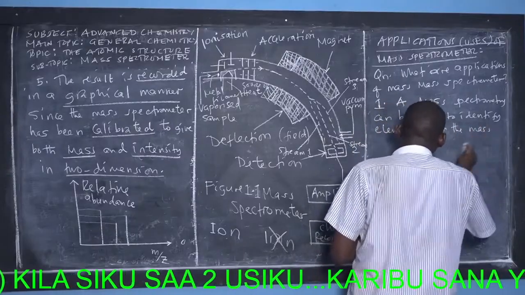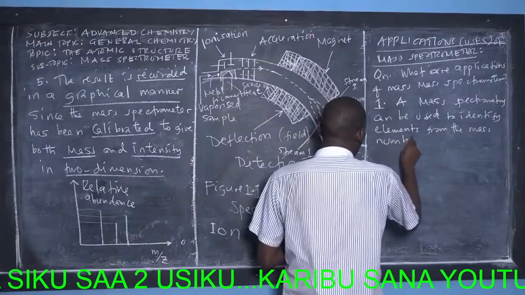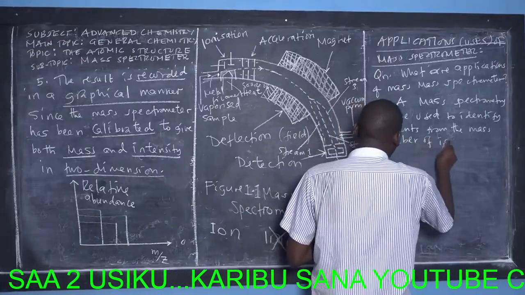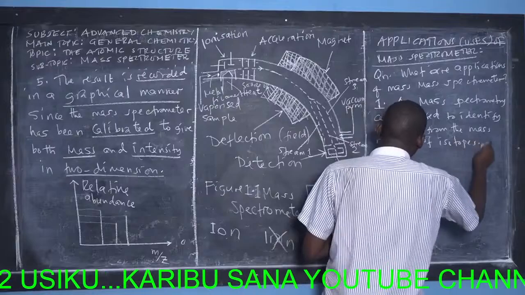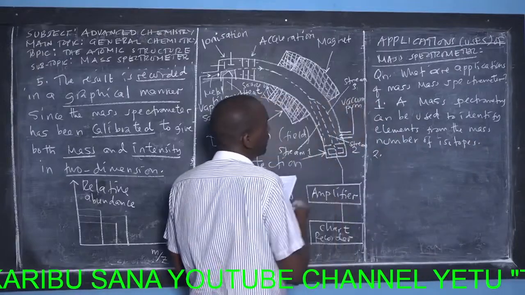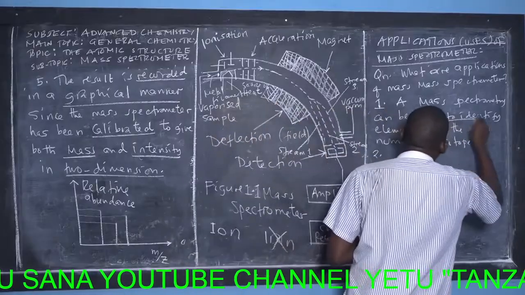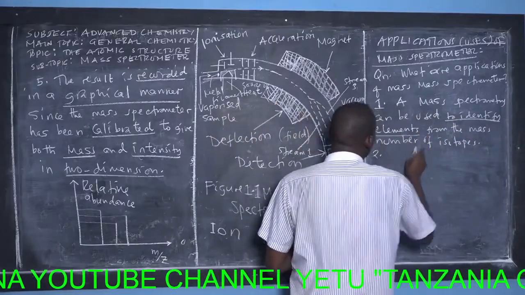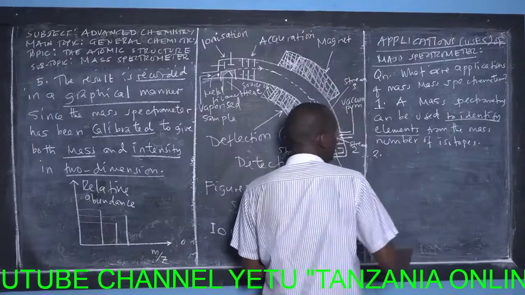From the mass number of isotopes. The second application, we say that the mass spectrometer can be used to identify elements from the mass number of isotopes.